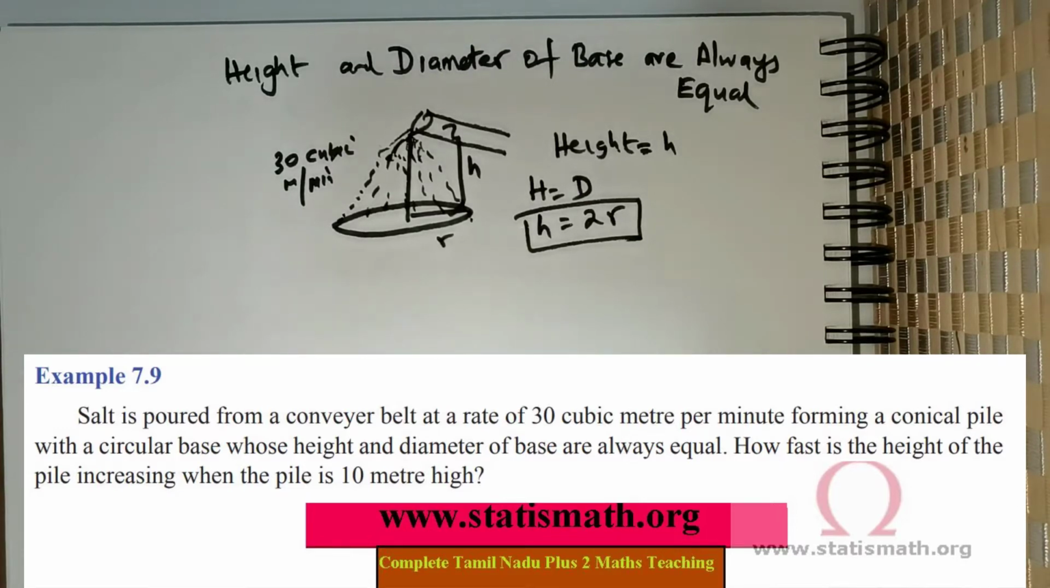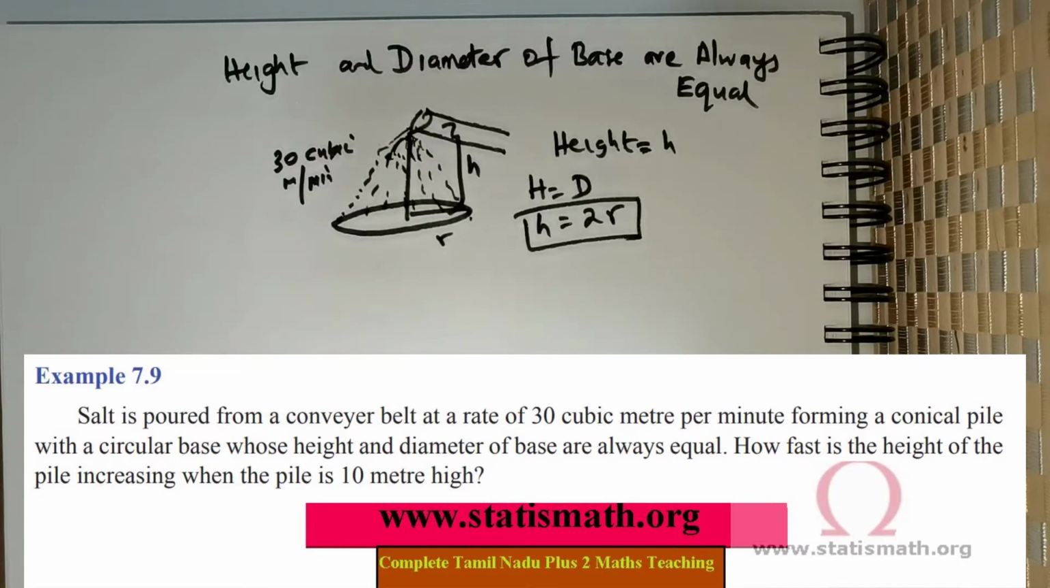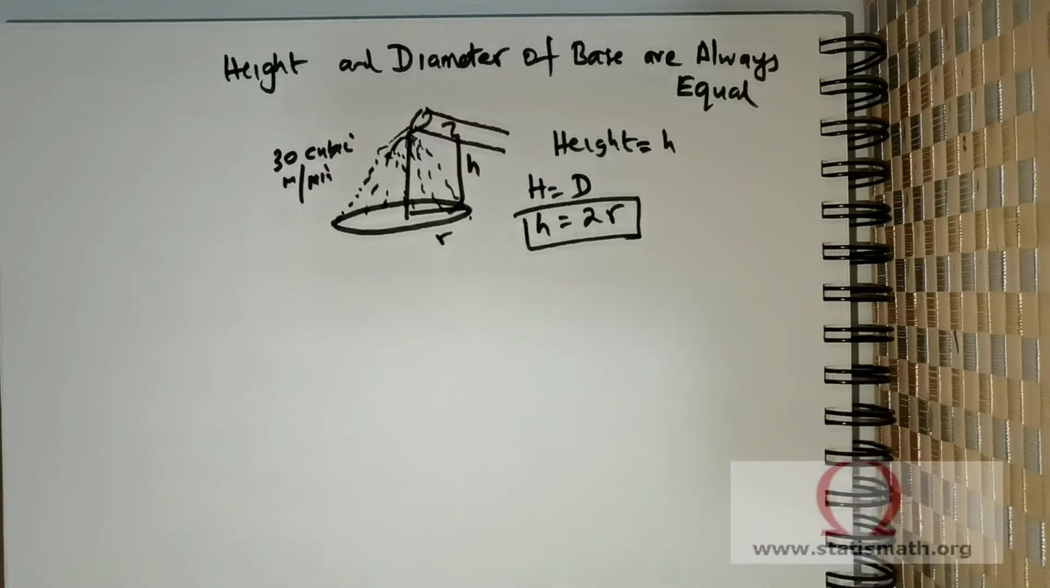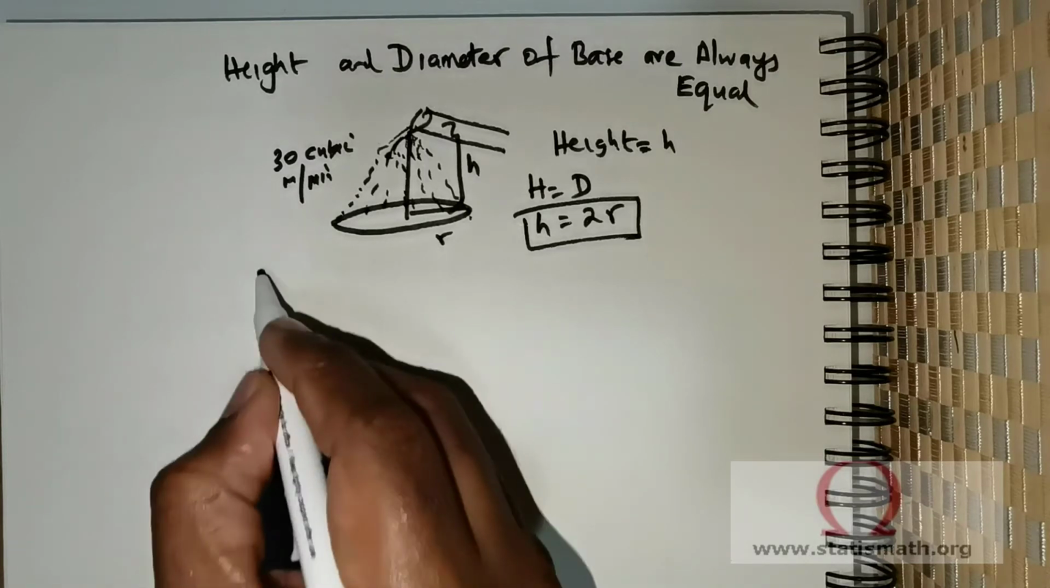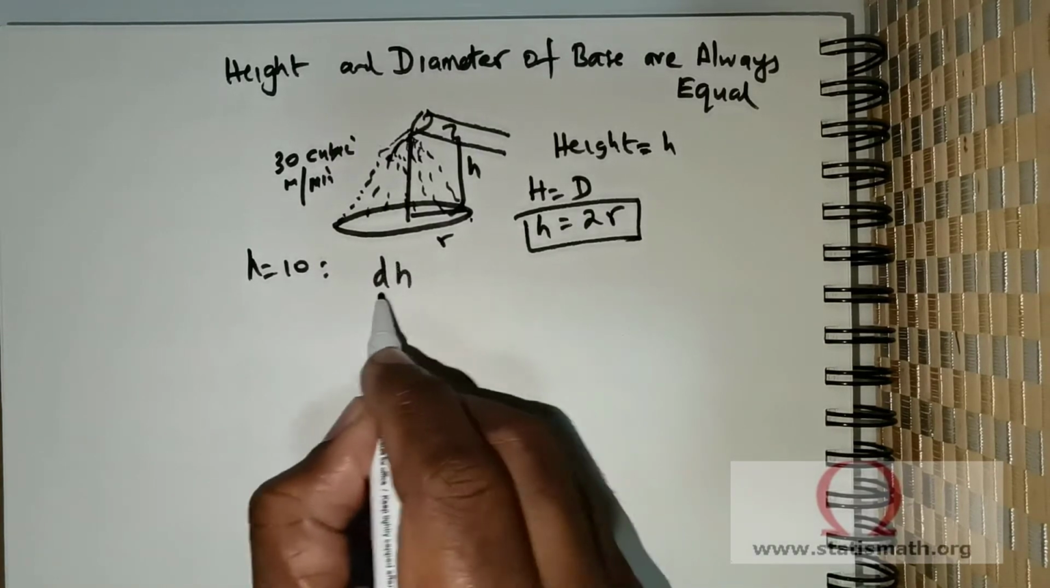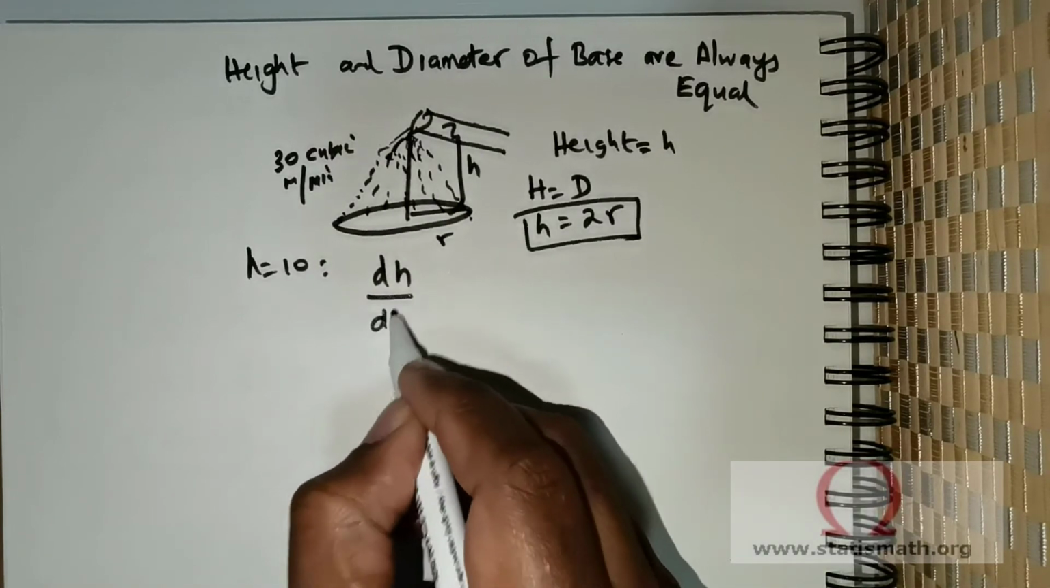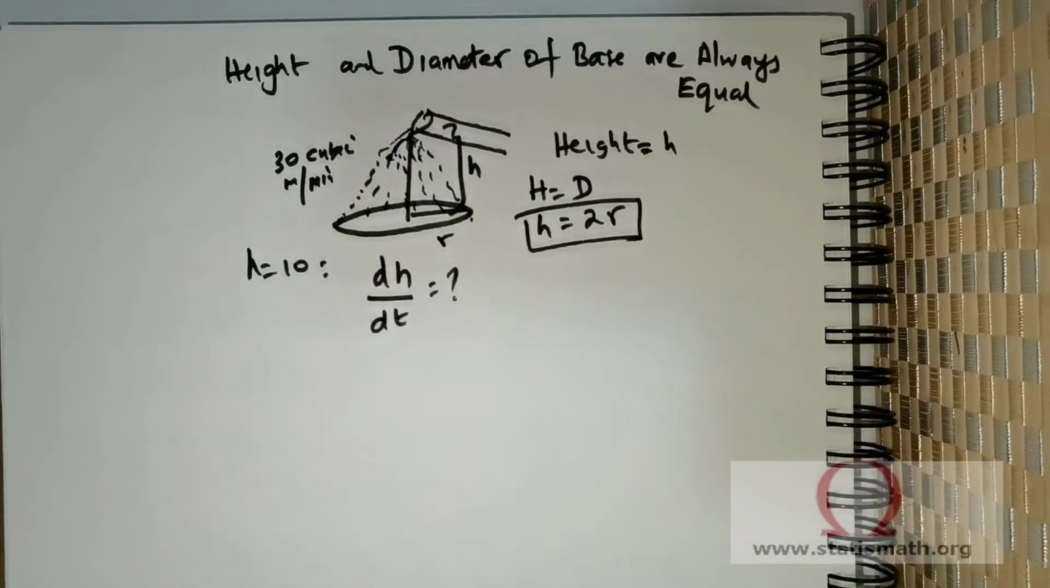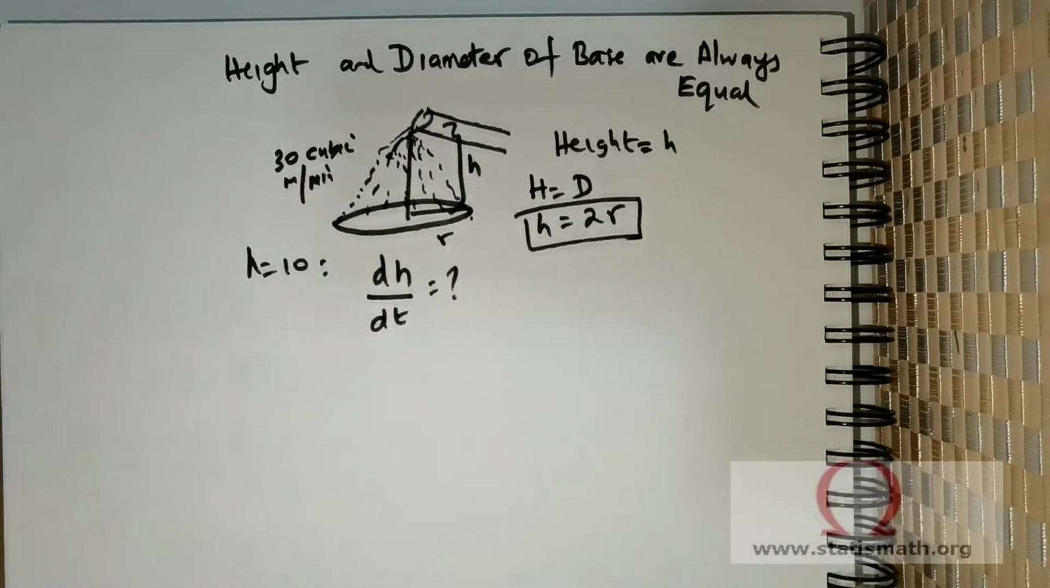of the circular base. Now we are expected to find how fast the height of the pile is increasing when the pile is 10 meters high. So h is equal to 10. We are asked to find what happens to dh over dt. This is the change we are asked to find. So how are we going to do that?